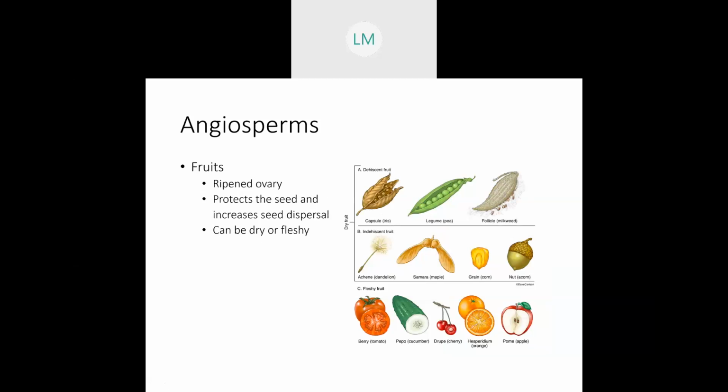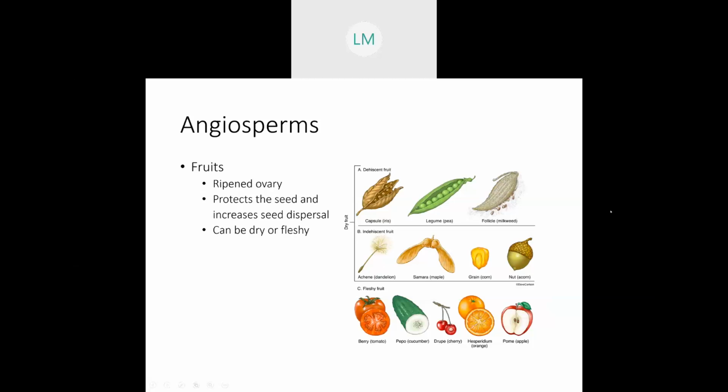So our fruits, we have a wide variety in the types of fruits that we see in angiosperms. Basically, what a fruit is, is just an ovary that is ripened. So it's protecting the seed, but it's also helping increase seed dispersal. So we've got fruits that are developed here to help dispersal via wind, right?